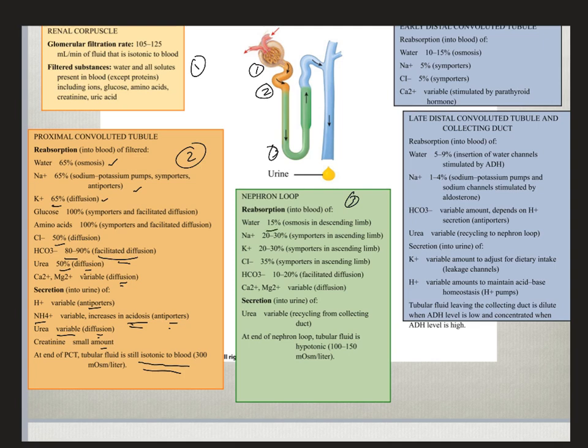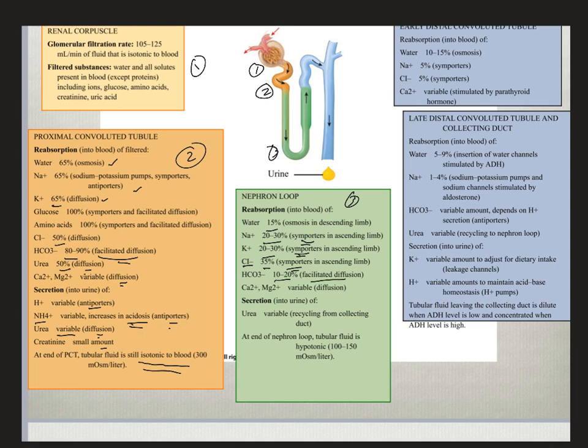We're about 15% of water, this is osmosis. Sodium goes about 20 to 30% via symporters. Potassium, another 20 to 30%, again by symporters. Chloride is going to go 35% by symporters. Bicarbonate, another 10 to 20%. And this is going to be by facilitated diffusion.